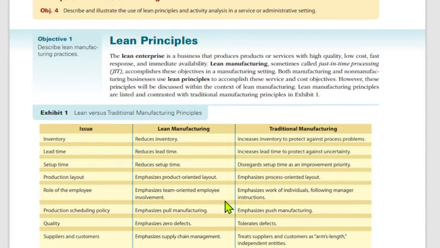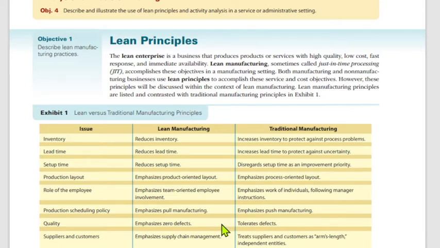Okay? The role of the employee in lean manufacturing is teamwork, while in traditional, it is more of individual work. The production scheduling policy is more of pull manufacturing kapag lean, kapag traditional it is more on push, 'di ba? Pull kasi ibig sabihin hinihila natin yung raw materials or inputs to production, while in traditional manufacturing, dahil available na itong mga materials, we push it into the production.